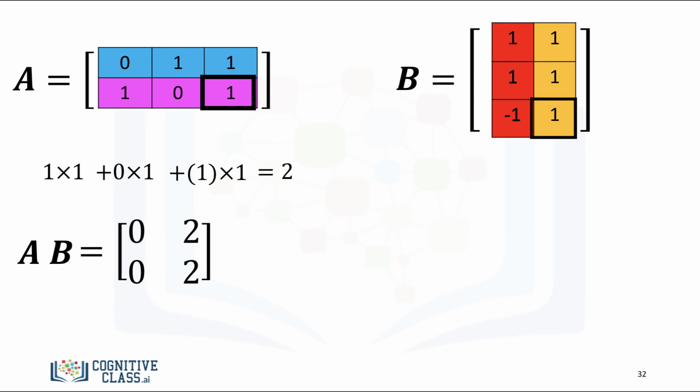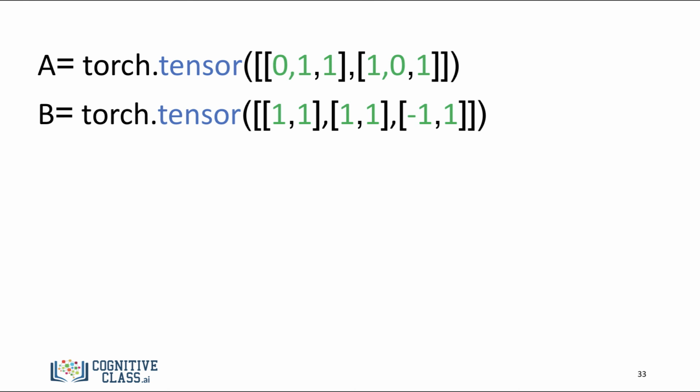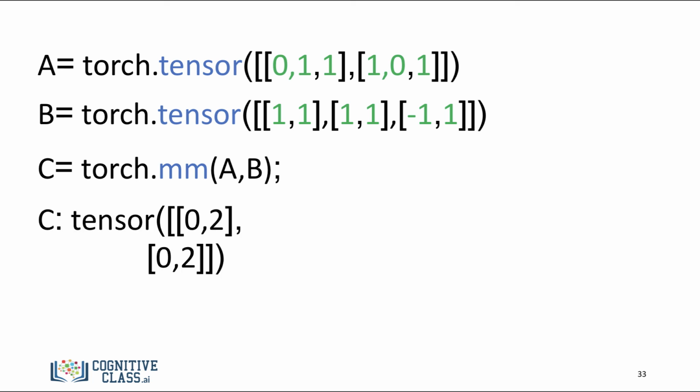The result is 2. In PyTorch, we can define the tensor A and B as follows. We can perform matrix multiplication and assign it to the tensor C. The result is a new tensor C corresponding to the matrix multiplication of tensor A and B.